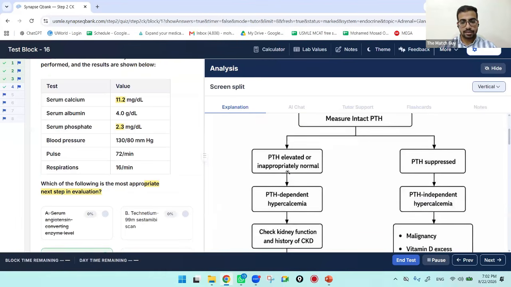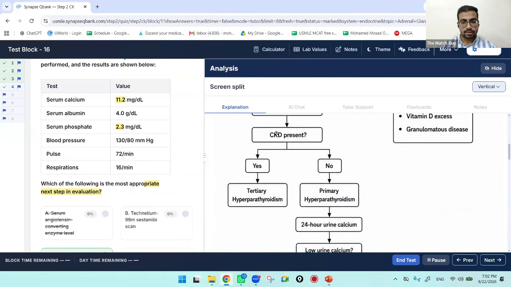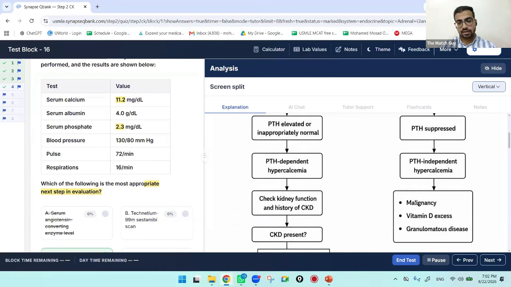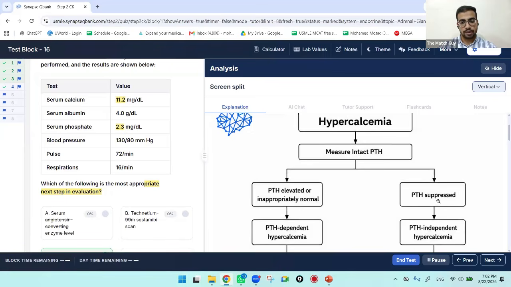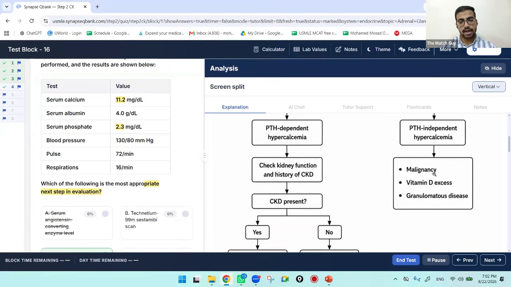If you have it elevated or inappropriately normal, you're going to ask yourself, is CKD present? Because we said the most common two causes are tertiary hyperpara or primary hyperpara. Mostly in this question, if it turns out to be a malignancy, we're going to go down this road. PTH is suppressed, and then they tell you what's the next step. You tell them, okay, I want to do a CT chest. So always go step by step. Do not skip steps, please.